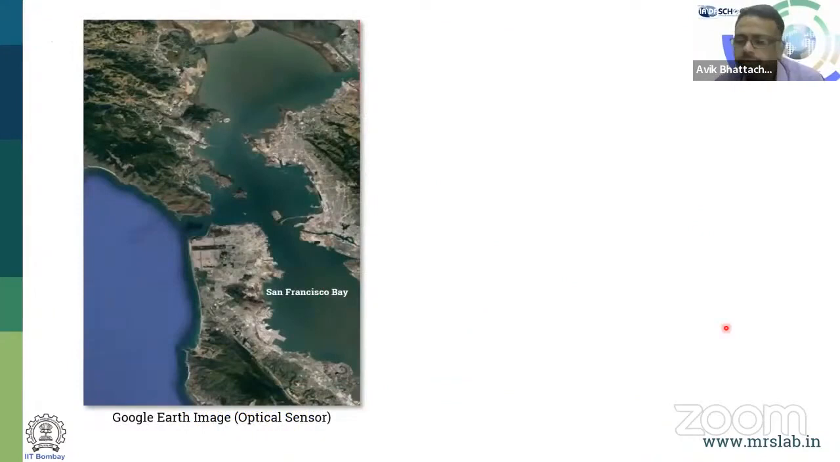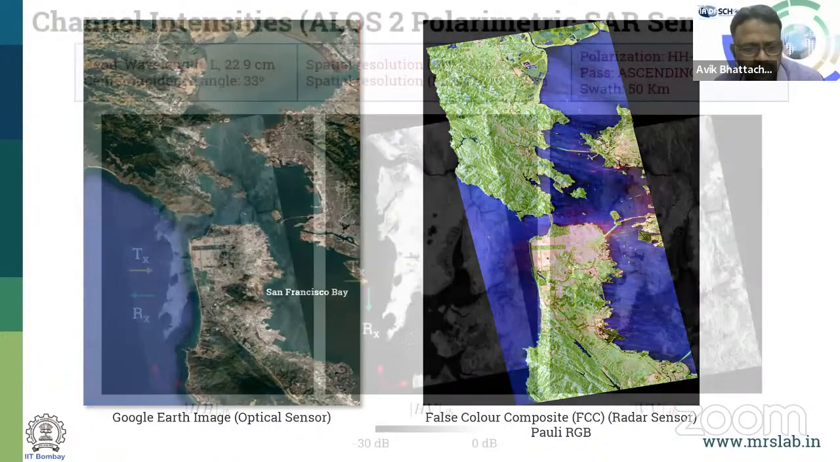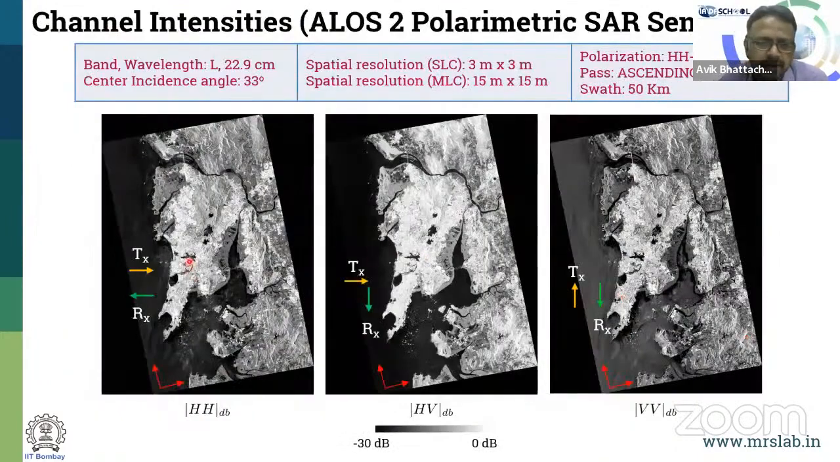Let's see how we visualize fully polarimetric SAR data. This is again the Google Earth image, an optical sensor, on the left-hand side. And this is a false color composite of a radar image over here. As you can see, the RGB characterizes different types of scattering from these different kinds of land covers which are there. Now, if I try to see them channel-wise, this is an image from ALOS-2 fully polarimetric SAR data of the area of Mumbai. This is an HH intensity, an HV intensity, and a VV intensity. Of course, you can see certain differences in those images from different land cover types.